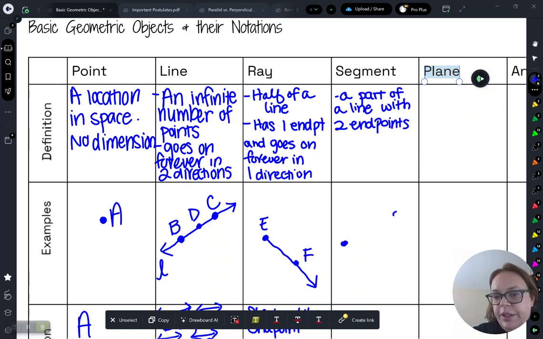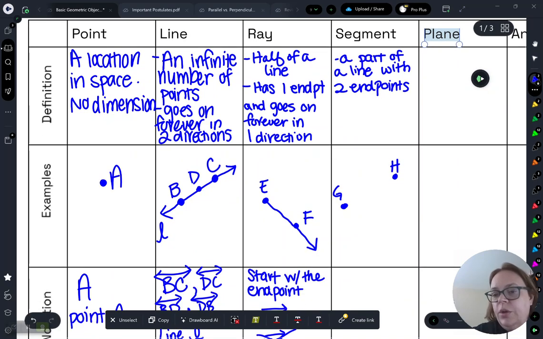Just put 2 points anywhere you want. Let's name them G and H. And you're just going to connect the dots. You're not going to go through them. You're not going to put any arrows. Just going to connect the dots. This is a segment.